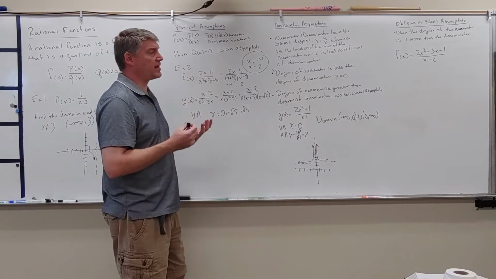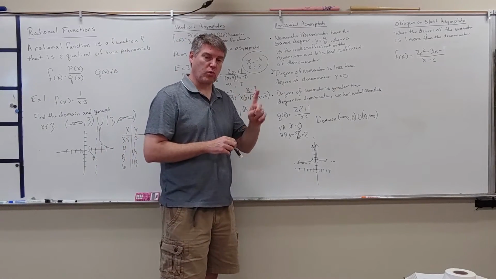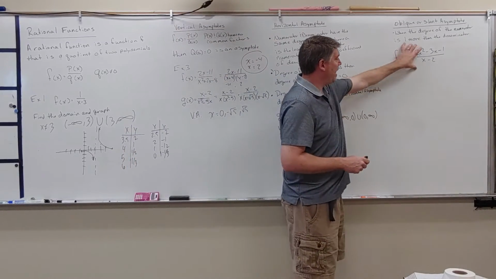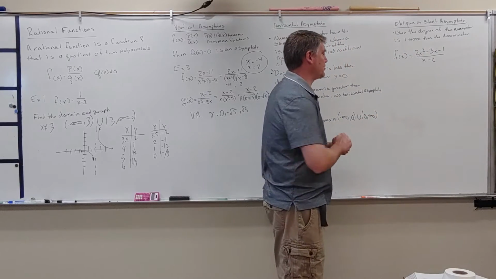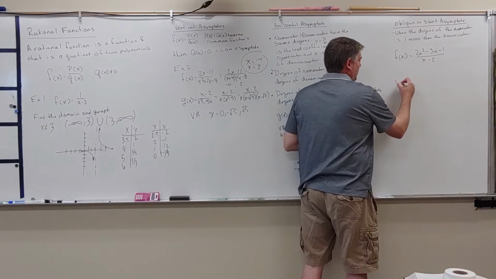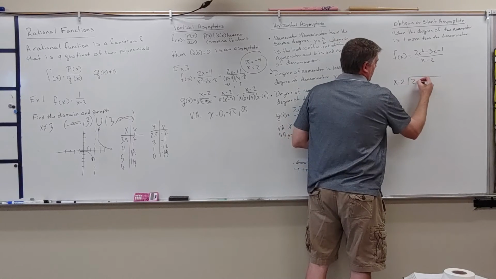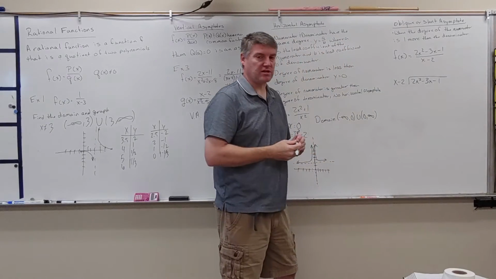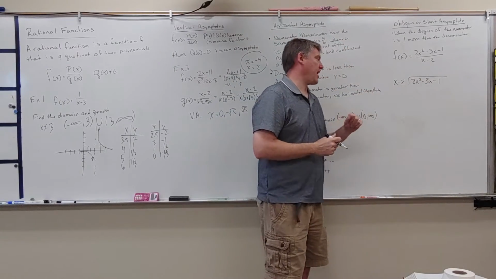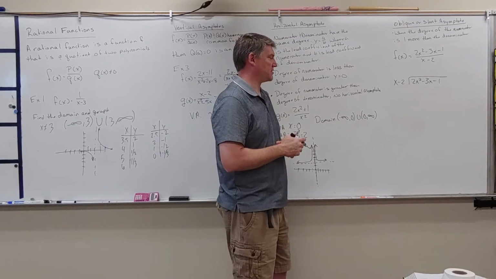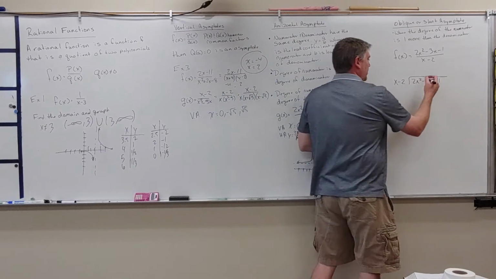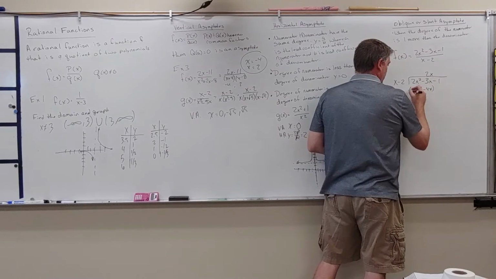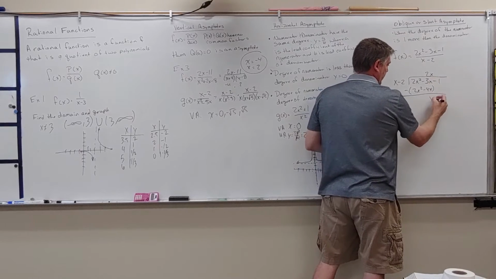We have an oblique or slant asymptote when the degree of the numerator is 1 more than the degree of the denominator. To find that oblique or slant asymptote, I'm going to use long division, just to refresh our memories. So I'm going to go x minus 2, and I'm going to divide 2x squared minus 3x minus 1. X times 2x gives me 2x squared minus 4x. So this gives me x minus 1.